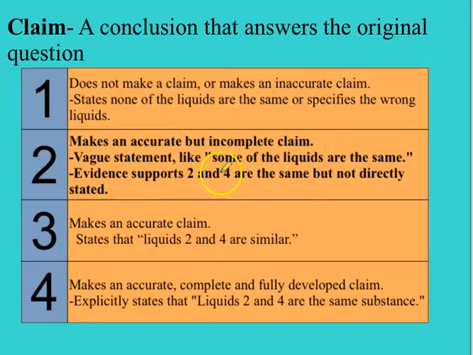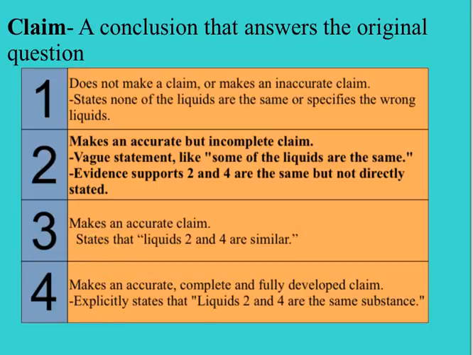Your evidence may support 2 and 4, but you never said in your claim that liquids 2 and 4 are the same. Now, to get a 3, you just have to say liquids. You might say like liquids 2 and 4 are similar. They might be the same. And most of you have gotten 4s already. So liquids 2 and 4 are the same substance.